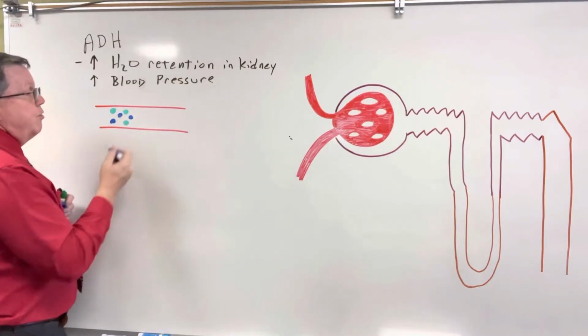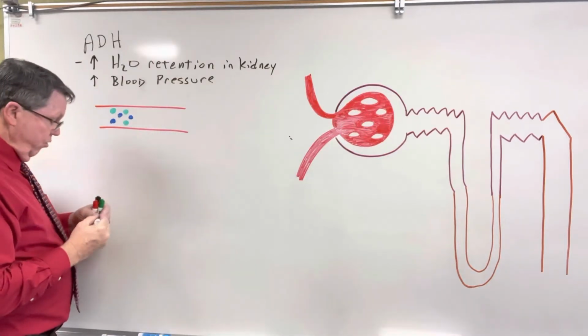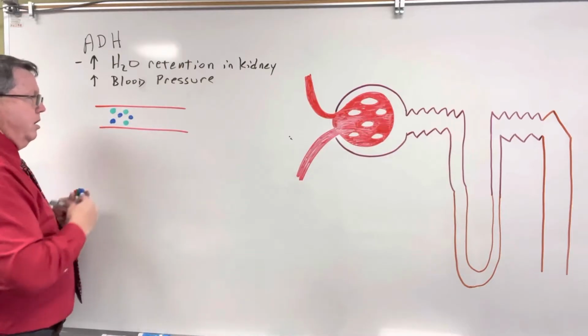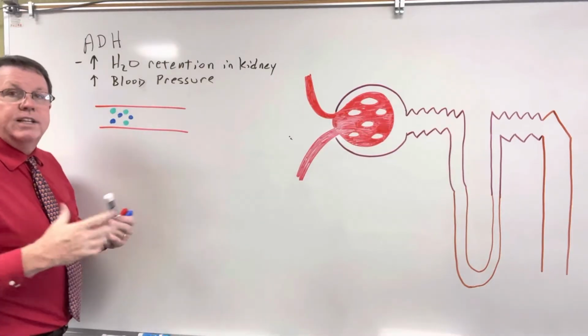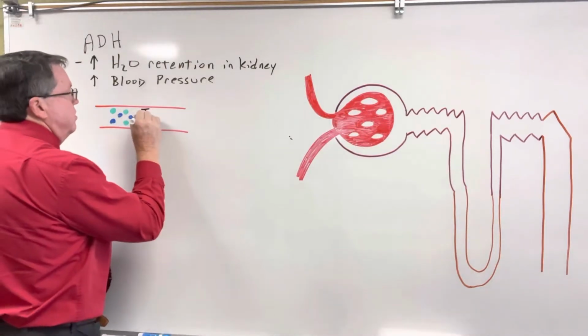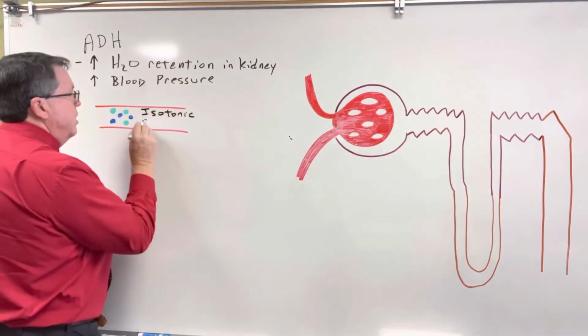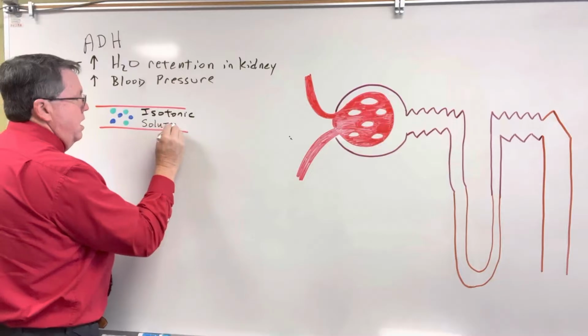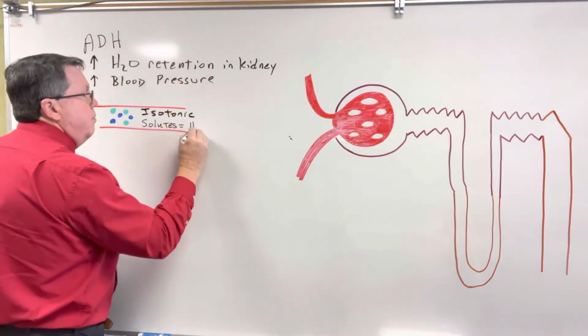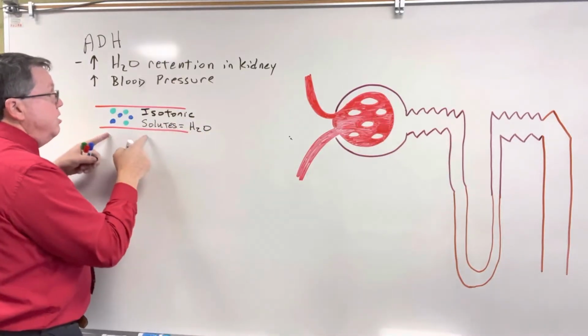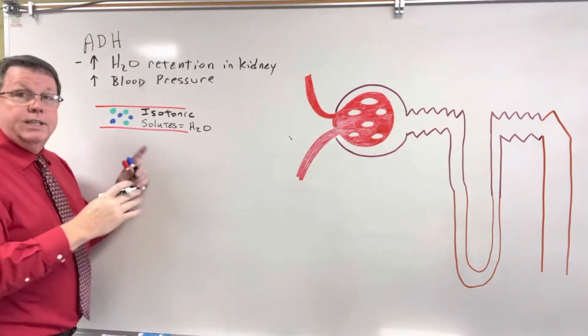If you notice, I have 3 solutes and 3 water molecules. When the number of water molecules equals the number of solutes, that's called an isotonic solution. So we're going to call this an isotonic solution. The number of solutes is equal to the number of water molecules. And this is what ADH is going to try to do, get this back in balance.